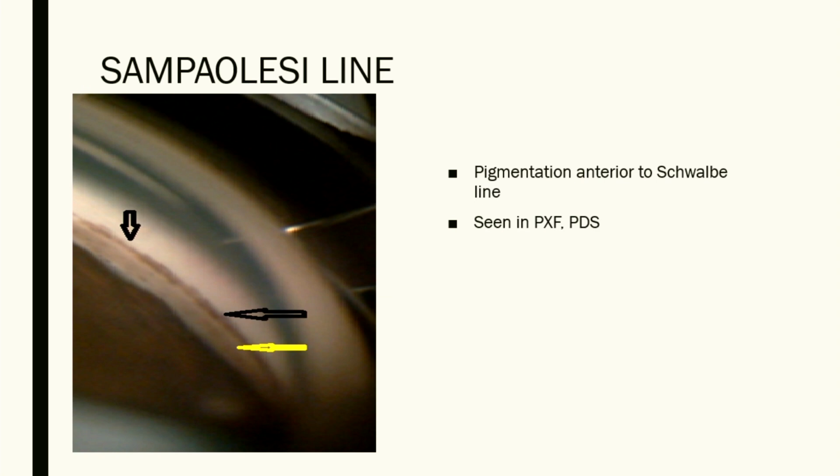So next is the Sampaolesi line. This is nothing but pigmentation which settles anterior to the Schwalbe's line. Schwalbe's line is the termination of Descemet's membrane. It's where the corneal curvature stops and the scleral curvature starts. So that difference of curvature can cause the pigments in the aqueous current to settle there, and that is what a Sampaolesi line is. It is seen in pseudoexfoliation and pigment dispersion. Classically, Sampaolesi line is PXF. Pigmentation of the Schwalbe's line and in front of it.